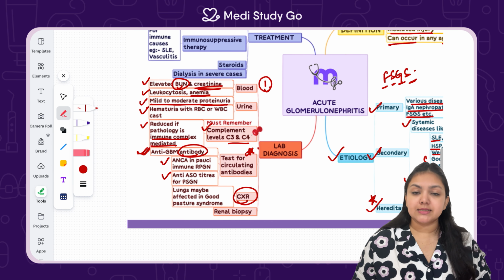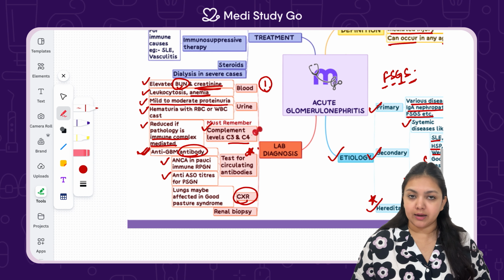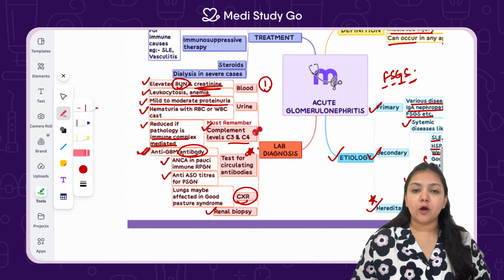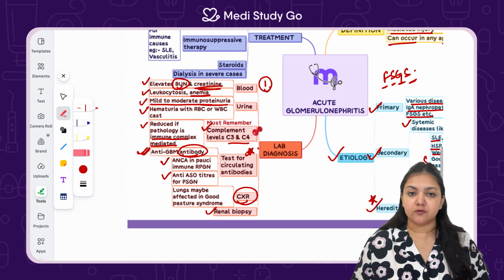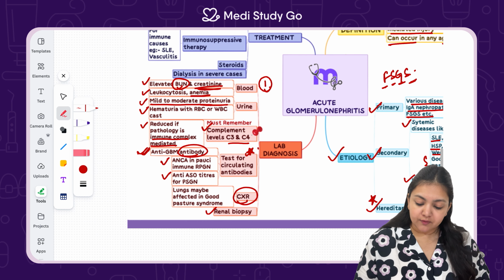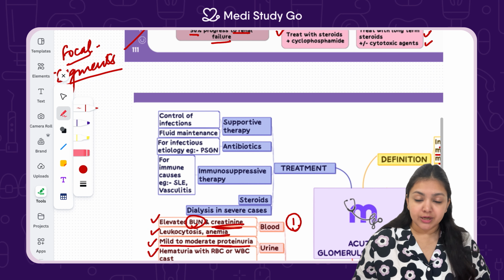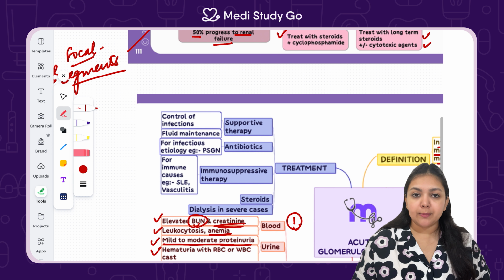On viewing the chest X-ray, lungs can be involved where both the lung and kidney are involved. And renal biopsy can show which type of disease is present, and whether renal transplant is required in severe cases. After we have done the lab investigations, we need to treat the patient. First and foremost, the treatment is to rule out the cause and the etiology and treat that.